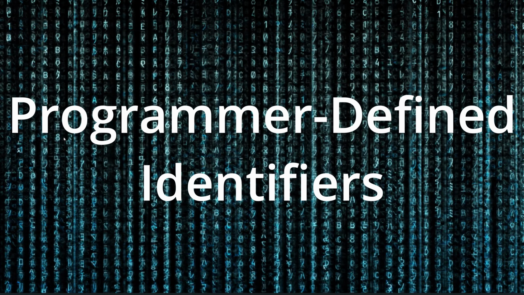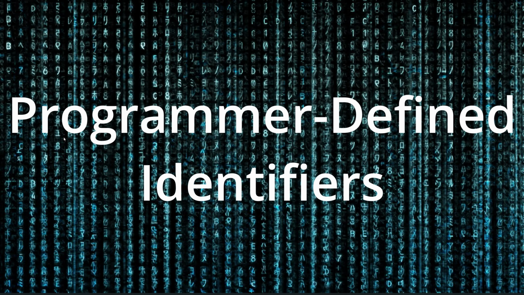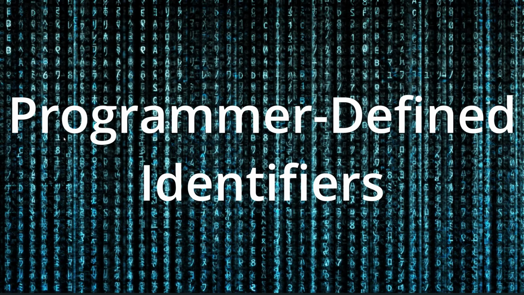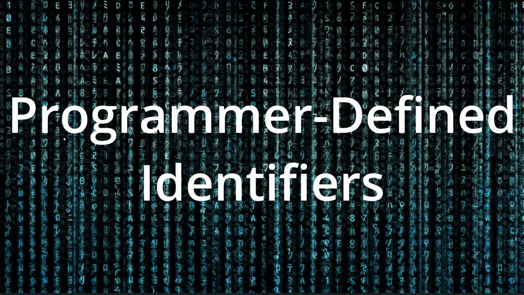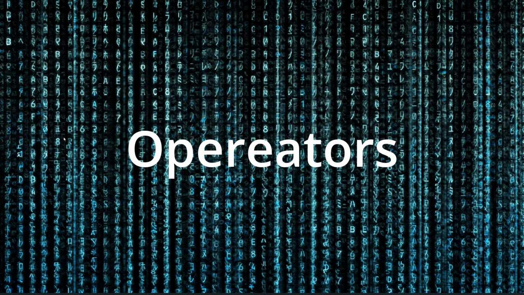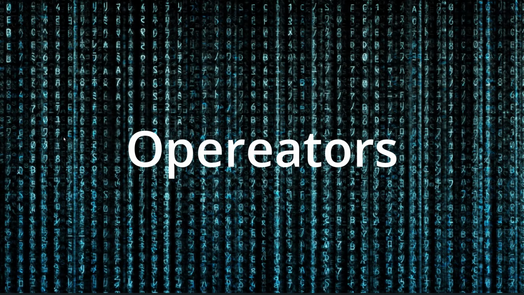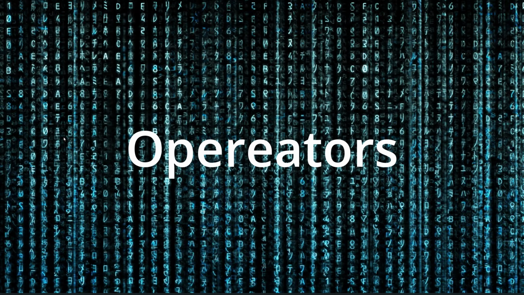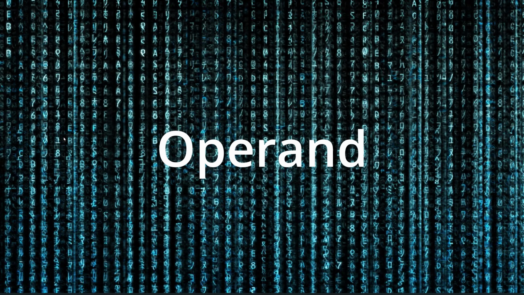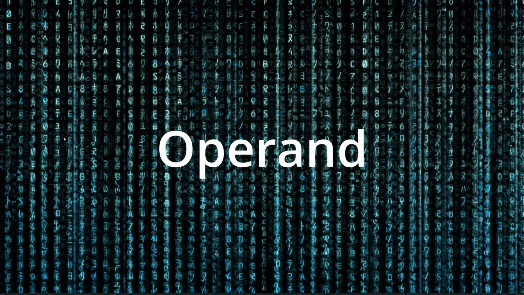We have programmer-defined identifiers, and programmer-defined identifiers are words or names defined by the programmer. They are symbolic and refer to variables/programming routines. We have operators, and these perform operations on one or more operands. An operand is typically going to be a piece of data, like a number. A number would be an operand.